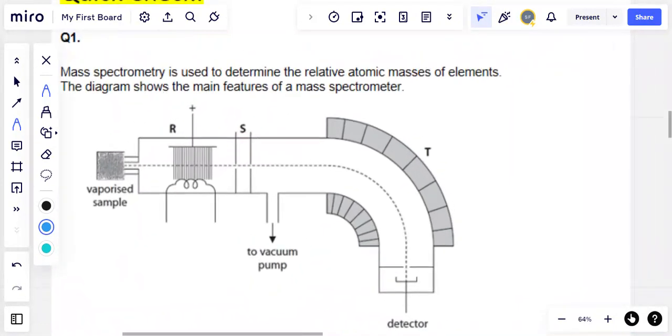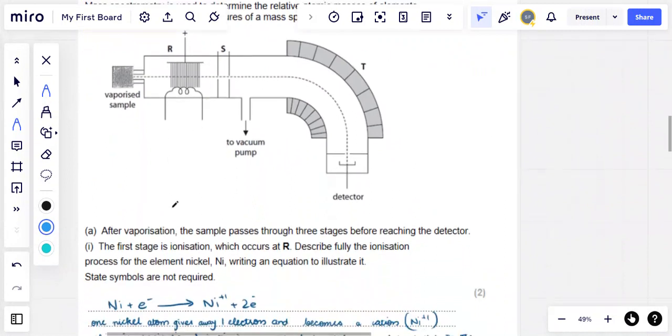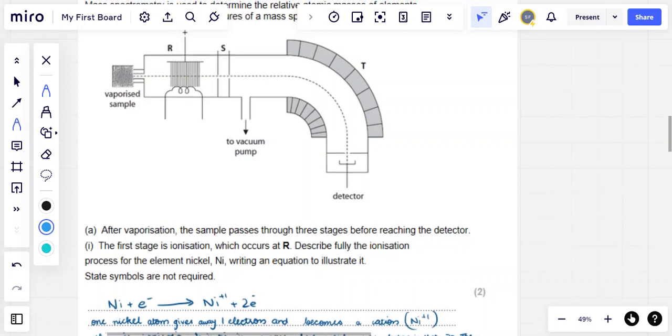So, this is question number one, which is about mass spectrometry. They're saying after vaporization, the sample passes through three stages before reaching the detector. The first stage is ionization, which occurs at R. Describe fully the ionization process for the element nickel, writing an equation to illustrate it. State symbols are not required.